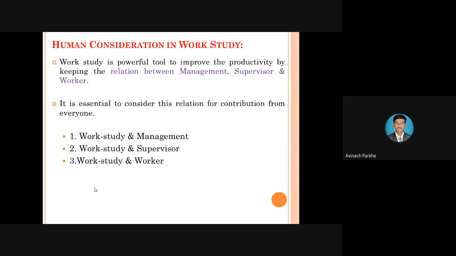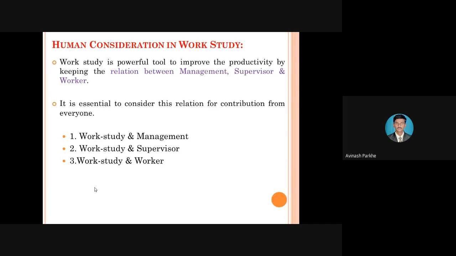Now, the next one is human considerations in work study. This will be the last point of this chapter. In the industry, as we know, in order to increase productivity we have to keep a proper relation between the management, supervisor and the worker, because these are the three important input resources. If these three resources work together in an effective manner, then and only then can we increase productivity. Therefore, in the concept of work study, human considerations are very important.